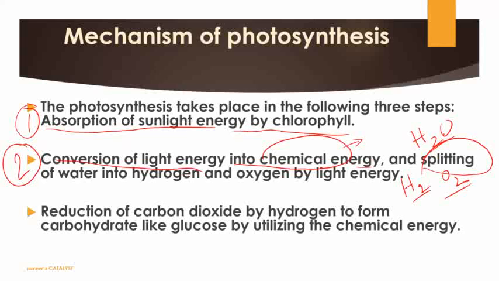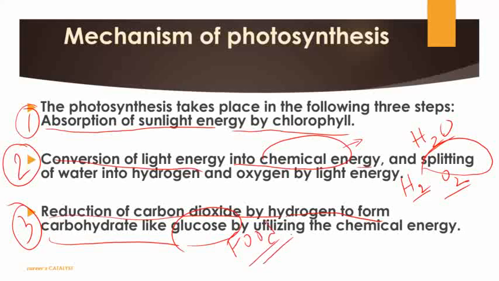In the third step, reduction of carbon dioxide is done by hydrogen to form carbohydrate. As we know, reduction is what? Addition of hydrogen. So here carbon dioxide gets added with more hydrogen and forms carbohydrate like glucose. That is basically the organic substance, or the food prepared by the plant by the process of photosynthesis. So these three steps are very important, which are completed by the plant body as a mechanism of photosynthesis.